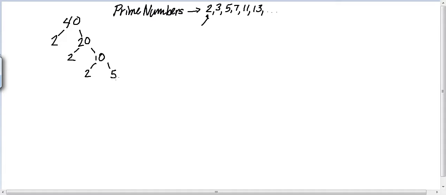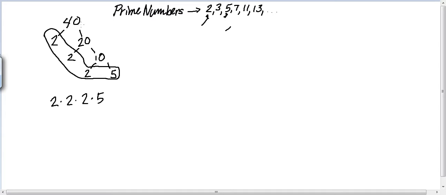Now, when this number out here on the end is a prime number, and 5 is a prime number, then you know you're done. What I do is I kind of draw a little hockey stick here around my numbers. And so the prime factorization for 40 is 2 times 2 times 2 times 5. When we say prime factorization, we mean that all four of those numbers are prime numbers, and when you multiply them together, you get 40.